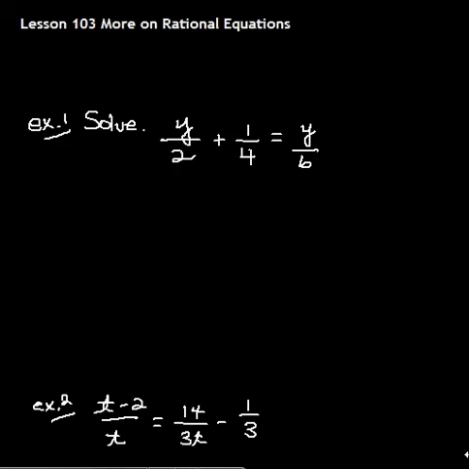Okay, the last lesson, 103, more on rational equations. Rational means fractions. So this is a fraction, equations with fractions in them. Rational means you can write it as a fraction. Irrational means you cannot write it as fractions. Just keep that in mind.